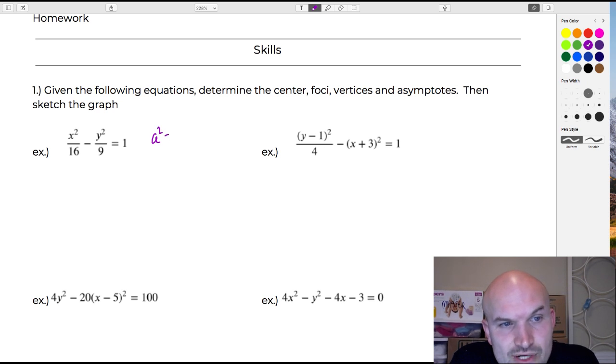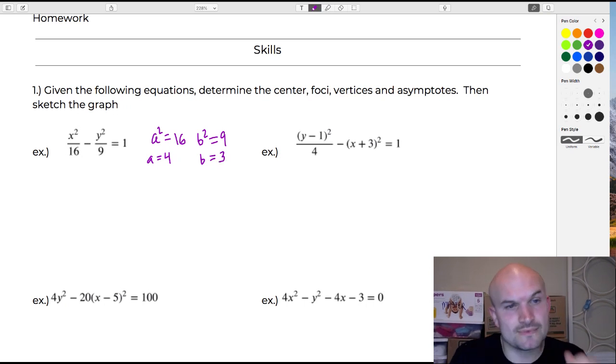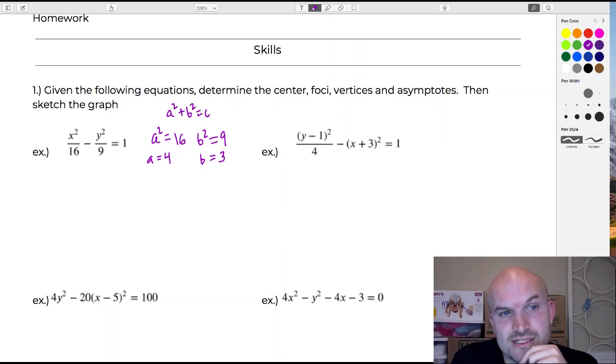So in this case, a squared is going to be 16, and b squared is going to be equal to 9. Therefore, a is equal to 4, and b is equal to 3. Now, the one thing also to remember, the relationship between a, b, and c is different for a hyperbola compared to an ellipse. So this is a squared plus b squared equals c squared. So therefore, you can see that c squared is going to equal 25.